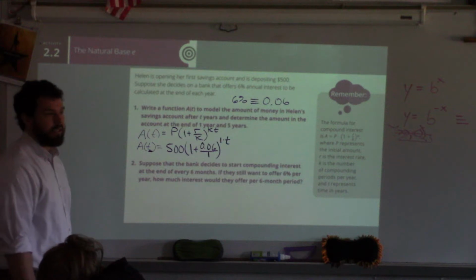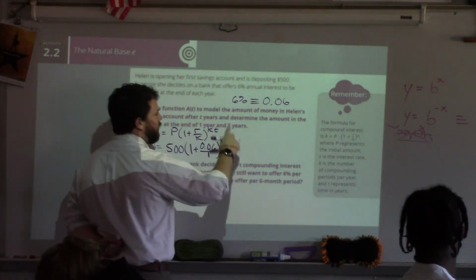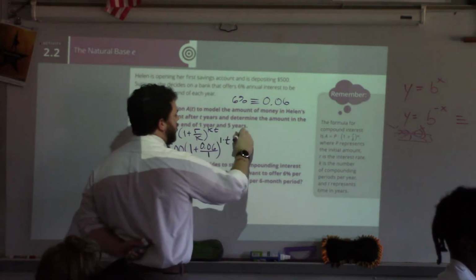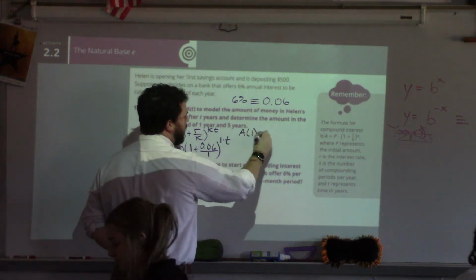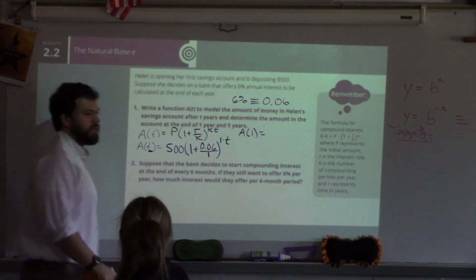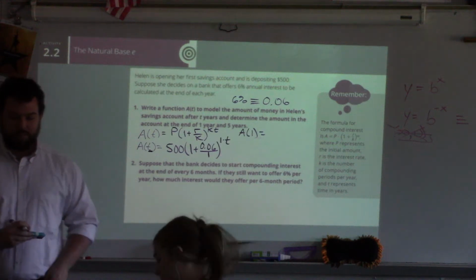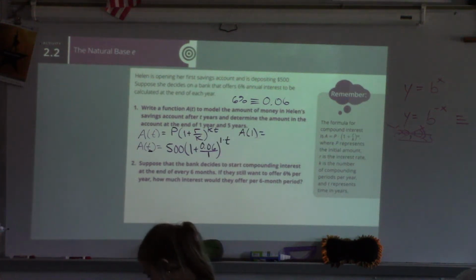All right, let's pick up a calculator. Let's type a 1 in, and let's type a 5 in, and let's figure out what these are. So A of 1 is equal to, right? 1 is taking the place of t. You've got your formula. Substitute that 1 in.